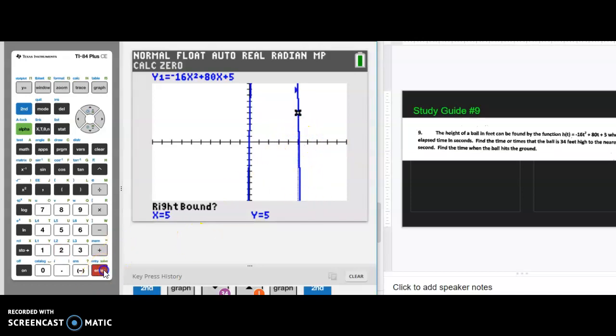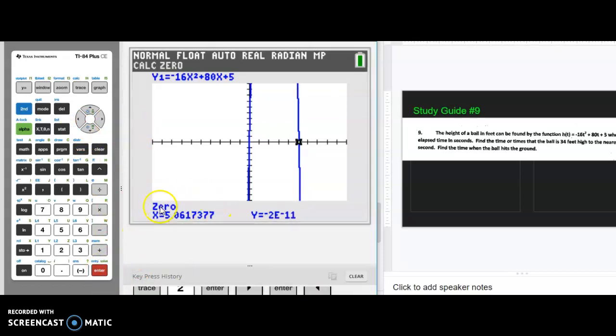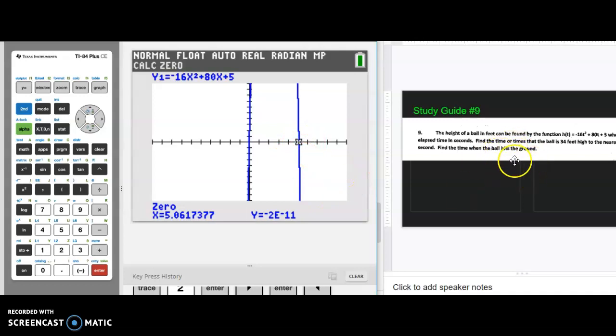So that right there is fine. And we need to scroll over, and these scroll real big for some reason. So that one's fine. Hit enter, and then guess. Put it as close as that will get. So it's telling me that that 0 is 5.06. So remember, time is x. It hit the ground 5 seconds after it was thrown. So that would answer the second part of the question.